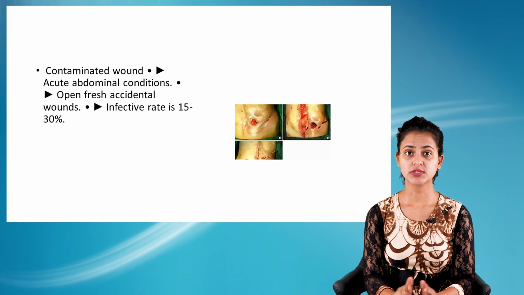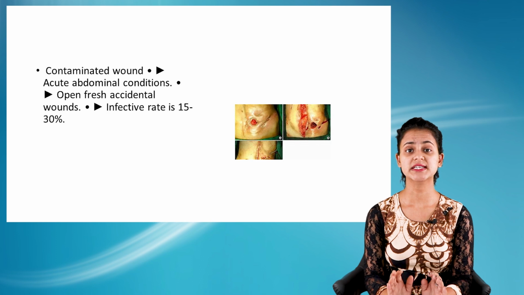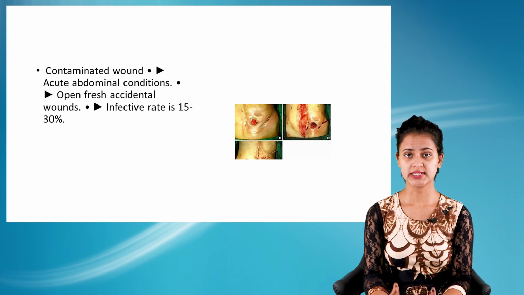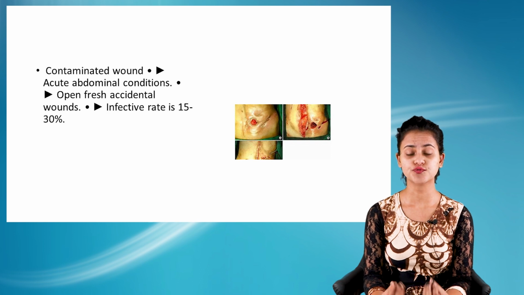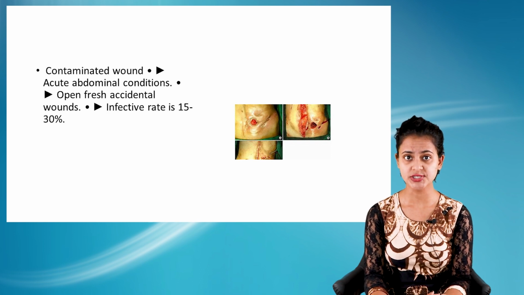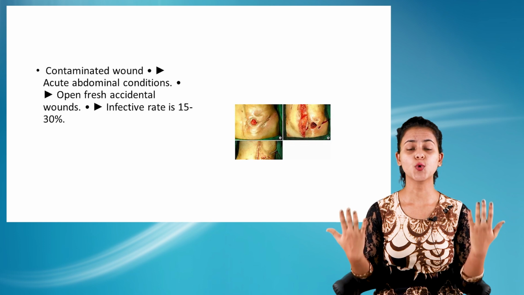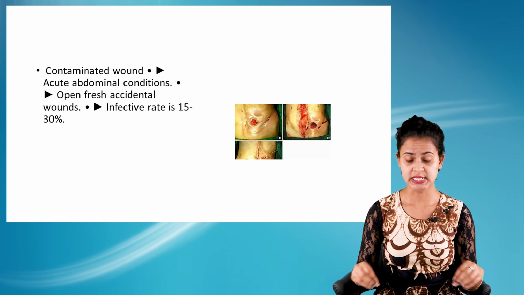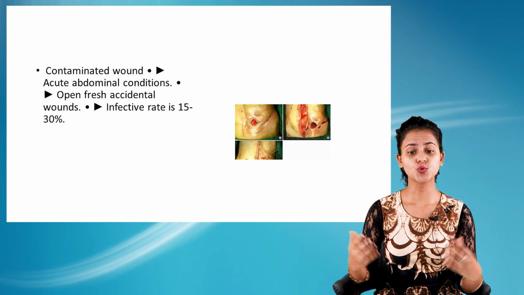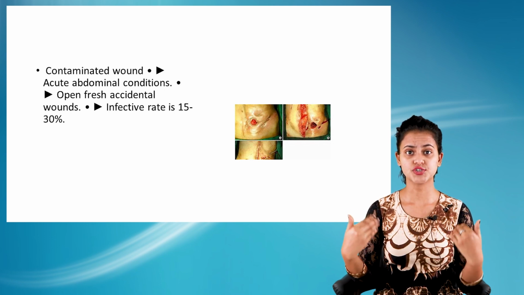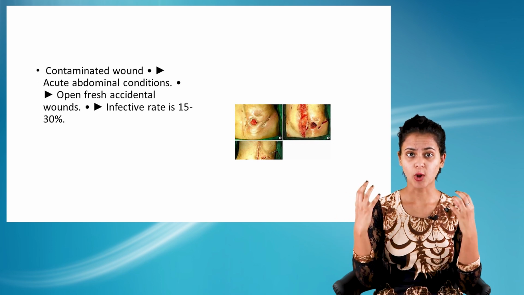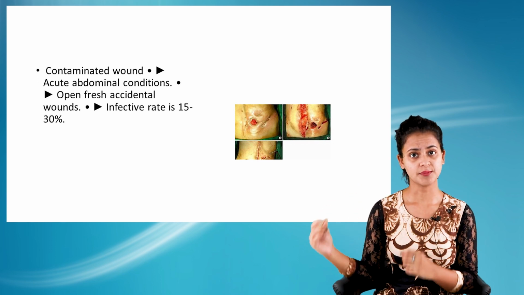Next, we're going to read about the contaminated wound of surgeries, which often refers to those surgical incisions used for acute abdominal conditions, as well as certain open, fresh, accidental wounds which require surgeries. Now, this contaminated wound will have an infection rate of more than 20%, or 15 to 20%.